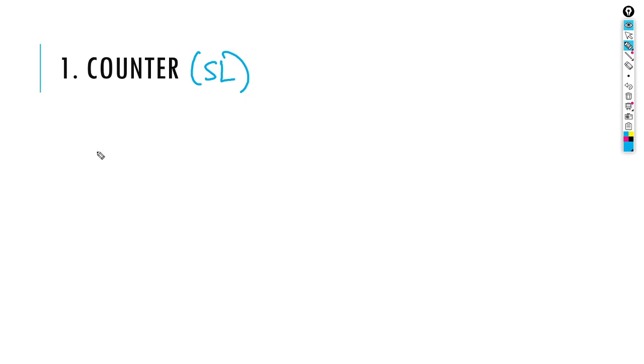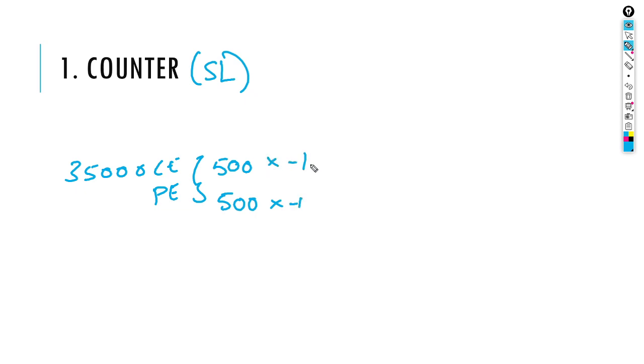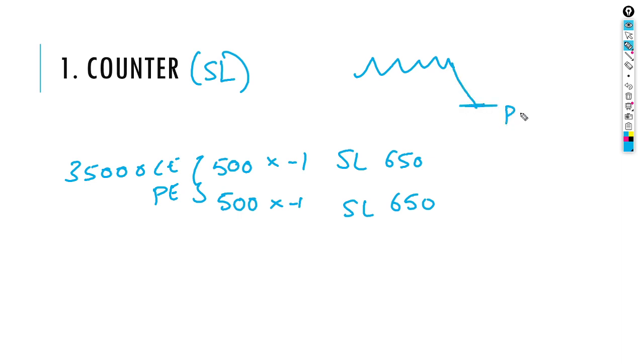Let's say you do a short straddle, say 35,000 calls and puts. You do a short straddle at 500 rupees each. So you have shorted calls at 500 rupees, puts at 500 rupees. Now let's assume that you place a 30% stop loss, and your stop loss is at 650 rupees. So this is at 650 rupees and this is at 650 rupees. And let's assume the market was trading like this, and suddenly the market comes down and your PE stop loss is triggered.